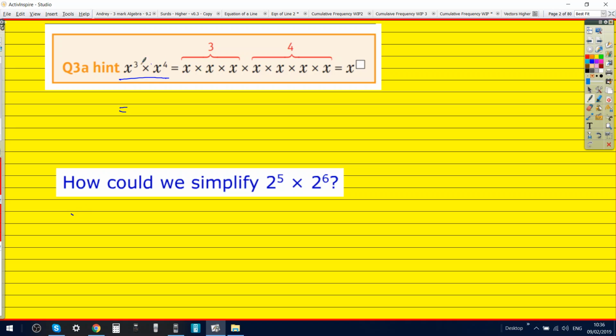Let's try the one up here. Would it be 2 to the power of 7? Yes, so this one up here, x to the 7. What is the quick way of going from having 3 and 4 to just 7? We just add them together. Yes, and so the rule for multiplying indices is you copy the base, add the powers. So this one, would it be 2 to the power of 11? Yeah.